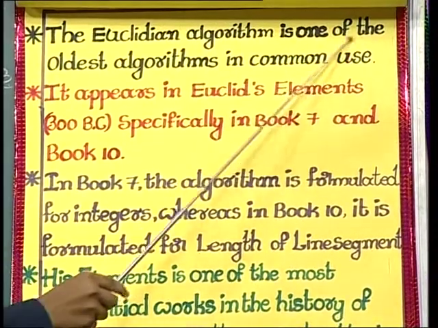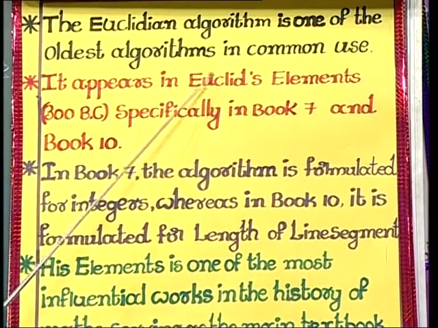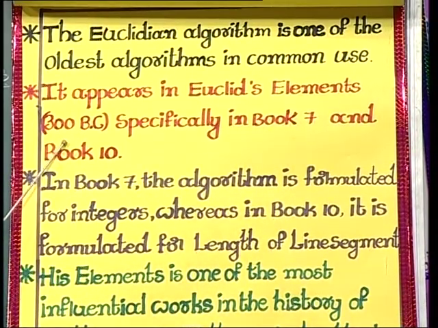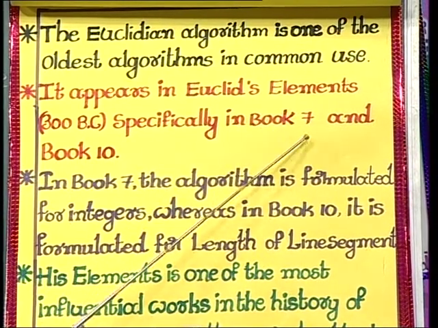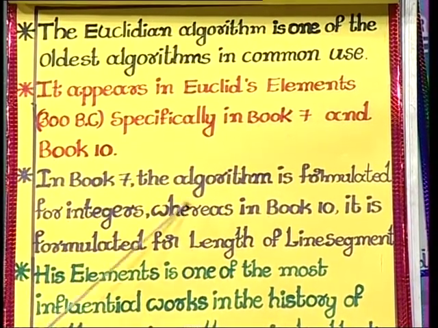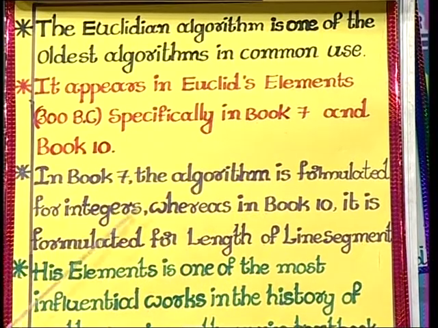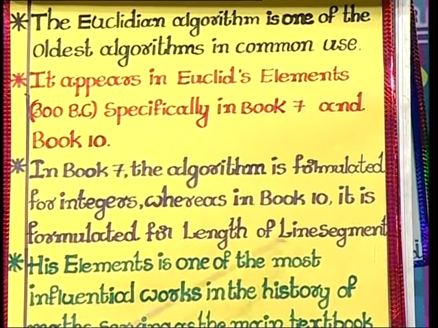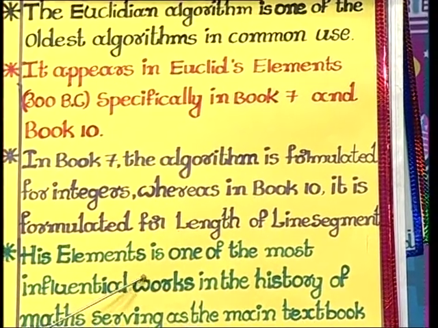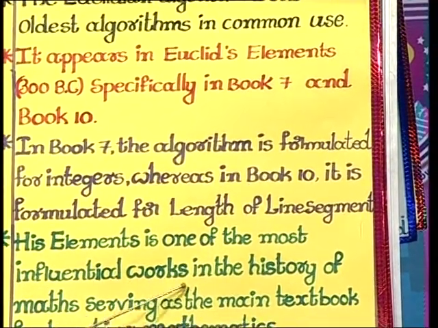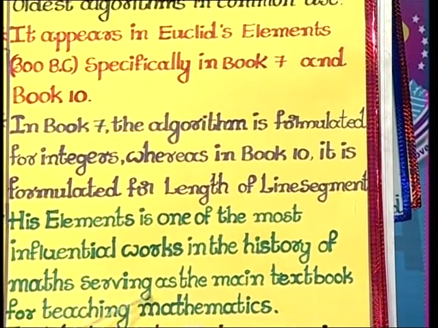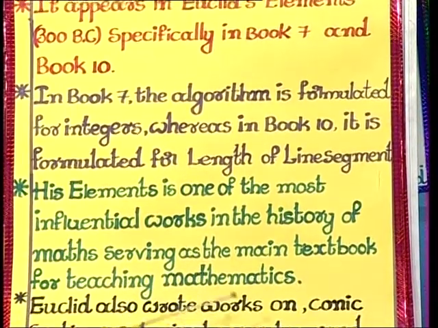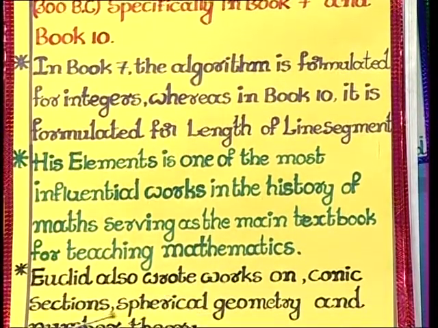The Euclidean algorithm is one of the oldest algorithms in common use. It appears in Euclid's Elements in 300 BC, specifically in book 7 and book 10. In book 7, the algorithm is formulated for integers, whereas in book 10, it is formulated for only lengths of line segments. His Elements is one of the most influential works in the history of maths, serving as the main textbook for teaching mathematics. And Euclid also wrote works on conic sections, spherical geometry and number theory.